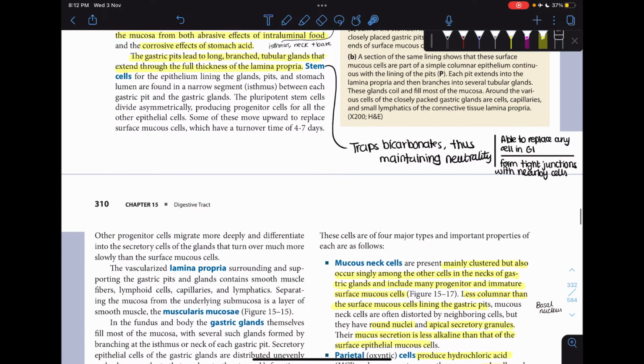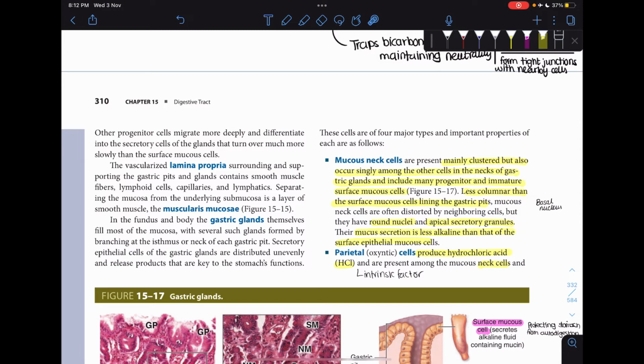Other progenitor cells migrate more deeply and differentiate into the secretory cells of the glands, and the turnover time of the secretory cells of the glands is slower than the surface mucous cells, so they have a longer turnover time. The vascularized lamina propria surrounding and supporting the gastric pits and glands contains smooth muscle fibers, lymphoid cells, capillaries, and lymphatics. And also the muscularis mucosa, which is composed of smooth muscle, and it separates the mucosa from the underlying submucosa.